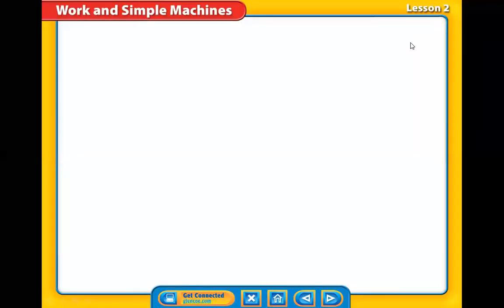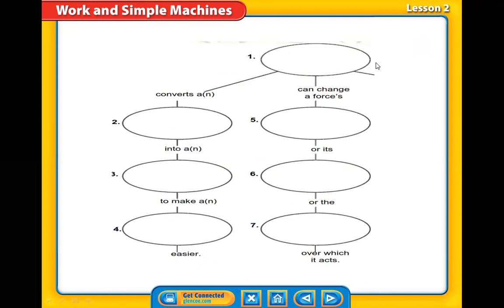Today we are going to study more about simple machines and work. Before we do, let's apply what we studied last time in this question. First, what converts what into what? Yes, machines convert the input force into output force. Why? We use the machine to make the task easier for me.